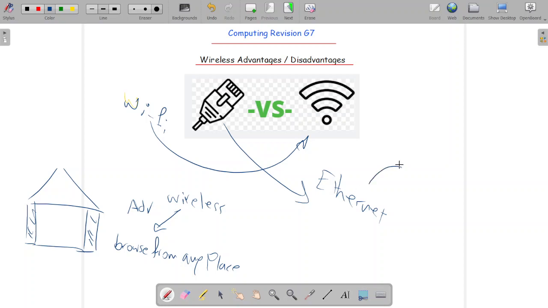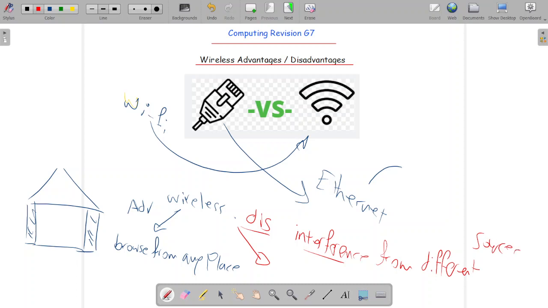As for Ethernet, we said that we look at it from the point of view of the wireless. And when I say disadvantages of wireless, the wireless has many. Number one, the interference. We said that electromagnetic interference, when you have interference from different sources, it could be anything. It could be an explosion, it could be electromagnetic interference.